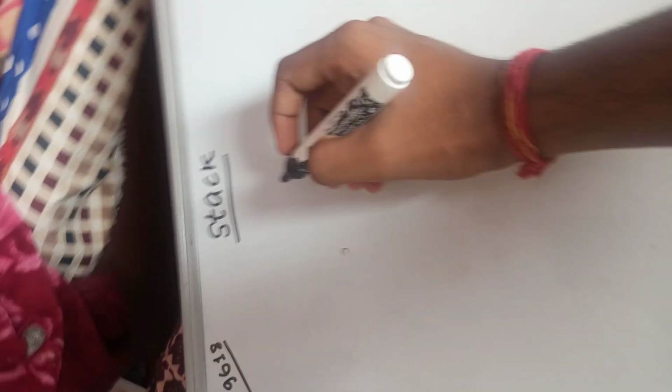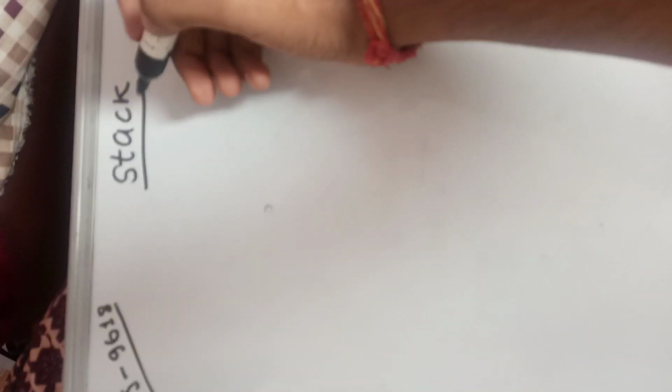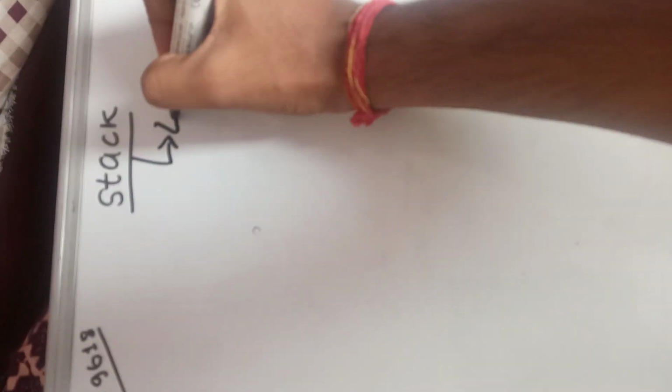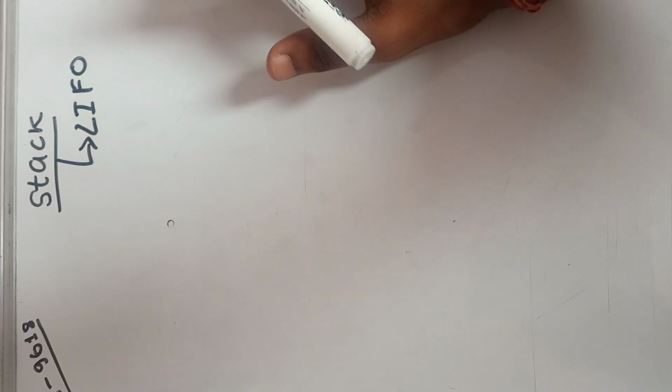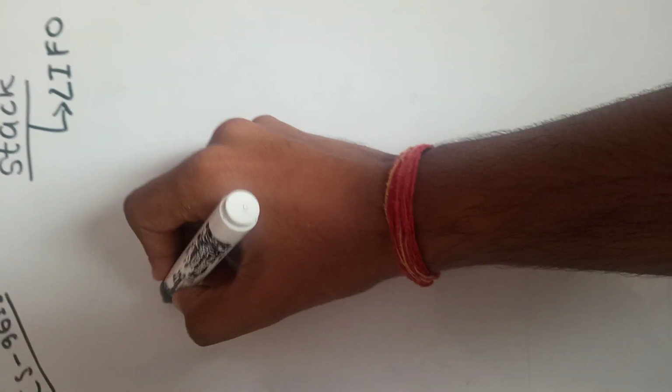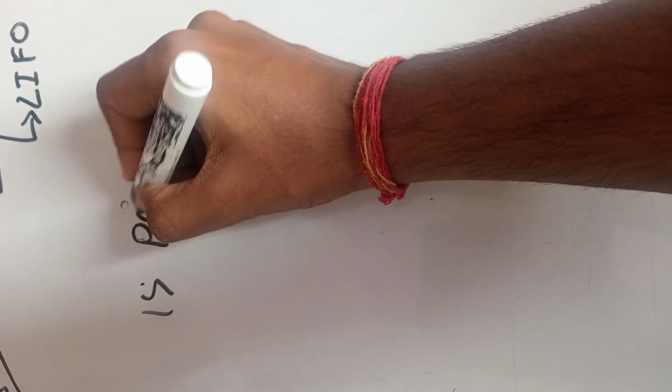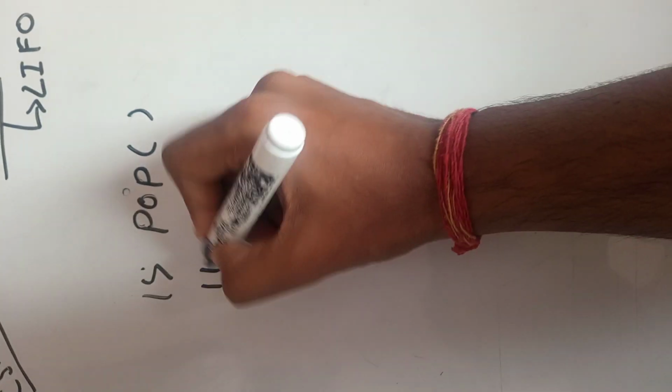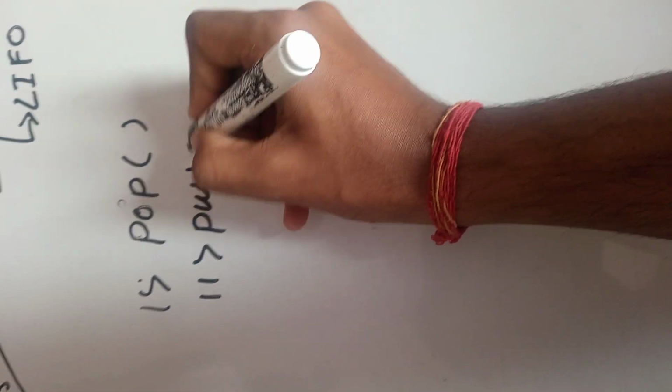So, talking about the stack, we should first know the principle of the stack. The principle of the stack is LIFO, that means last in, first out. So it basically means that the last item is the first item which is removed from the list. Now let's first learn about the two operations, that is pop and push.